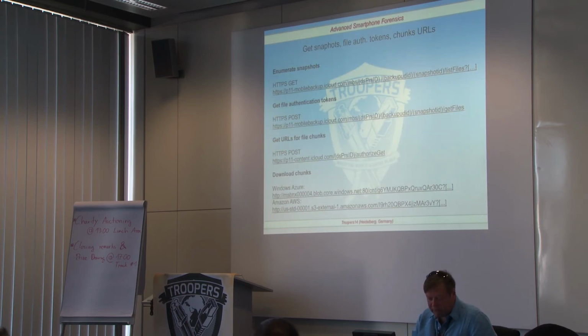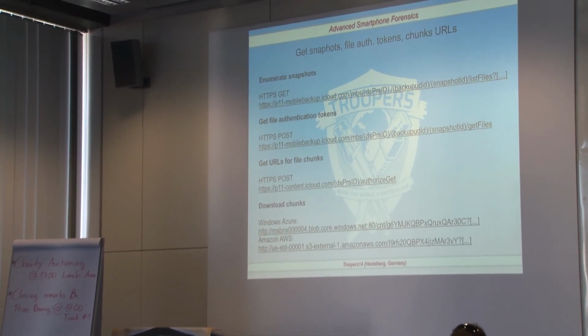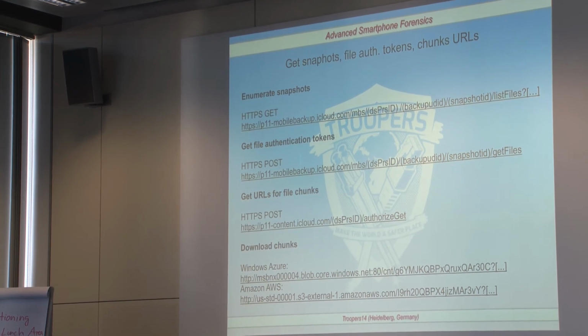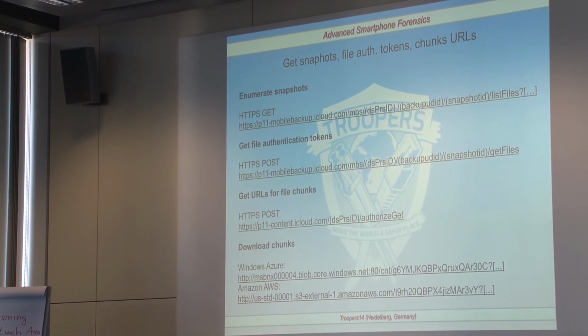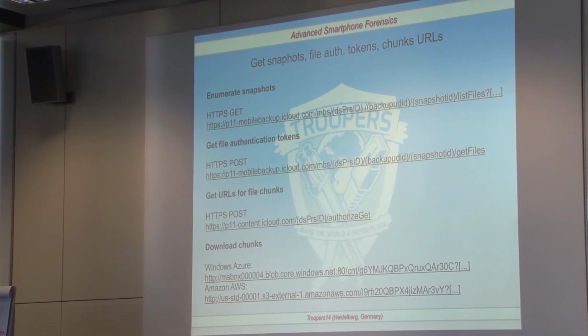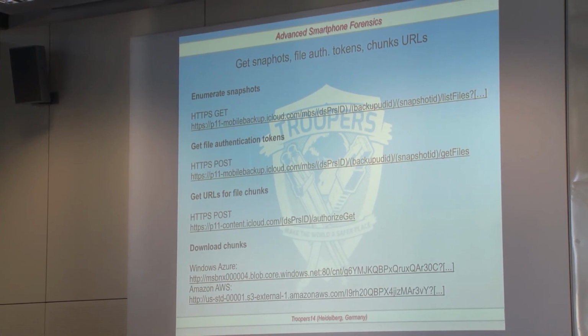There are also commands to enumerate snapshots. Snapshots are partial backups there. And for every snapshot, there is a command to get an authentication token. And then we send a command to get the exact address of every file chunk, and it returns the location where this chunk is stored. From time to time, in return, you get a link to Windows Azure, the Microsoft cloud, and some other chunks are stored on Amazon.